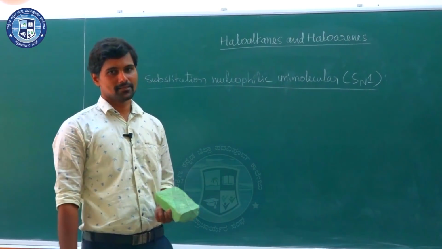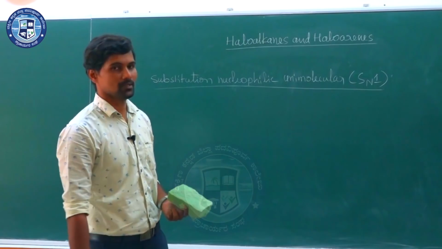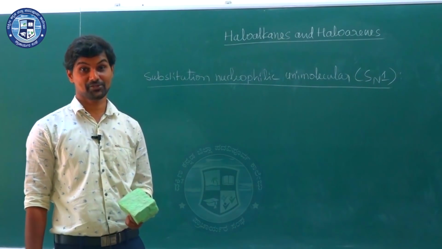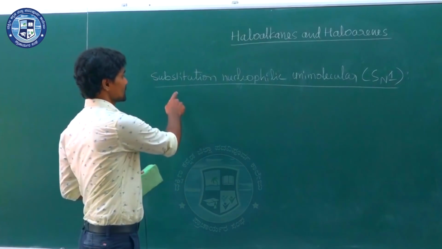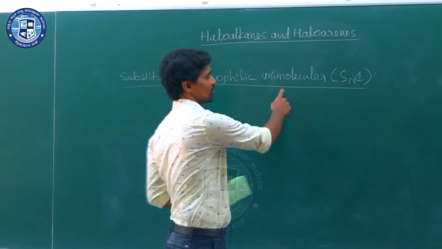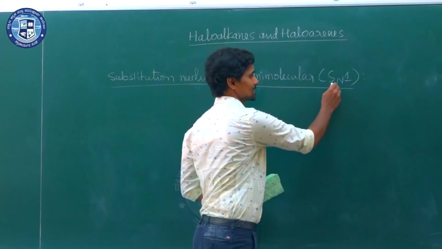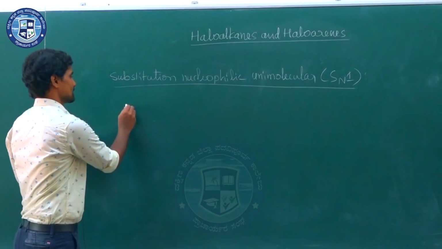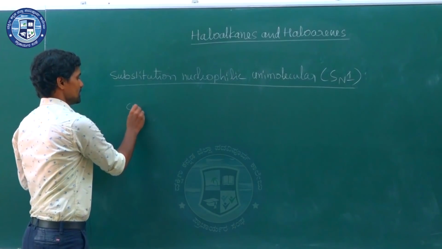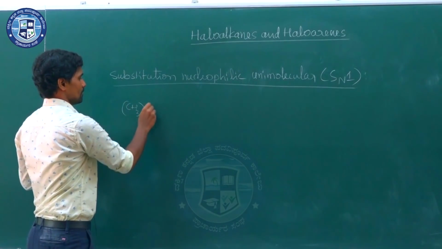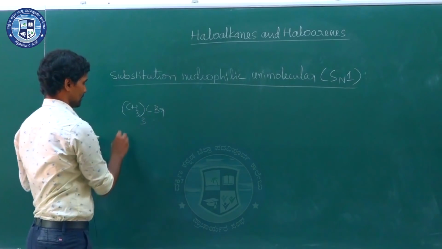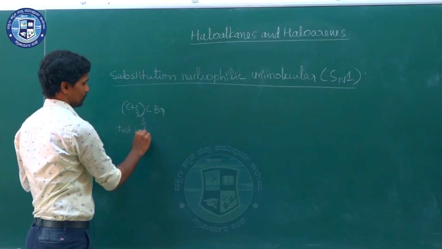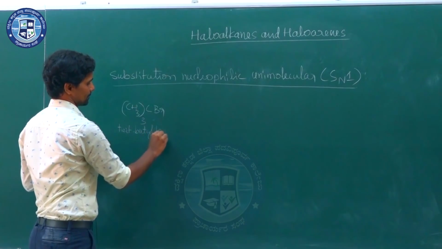Students, now let us learn another mechanism of nucleophilic substitution reaction, that is substitution nucleophilic unimolecular, or in short SN1 mechanism. We will understand through the example tertiary butyl bromide.